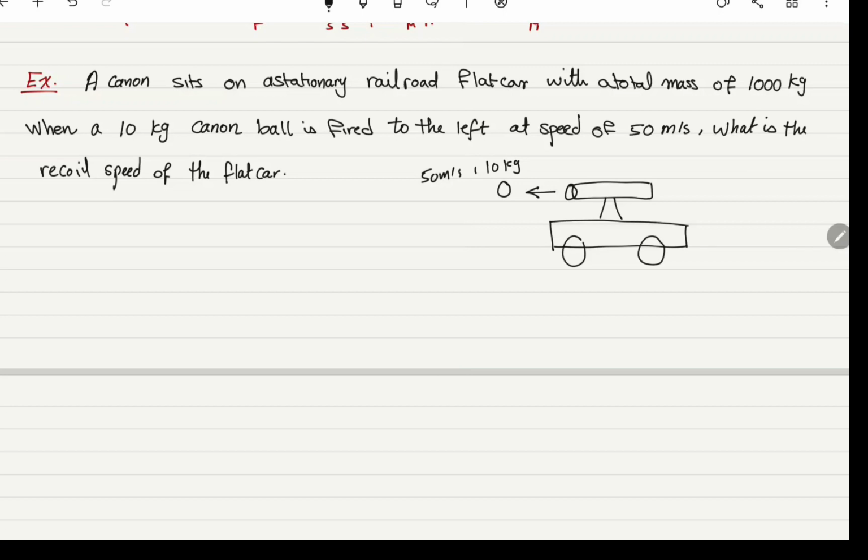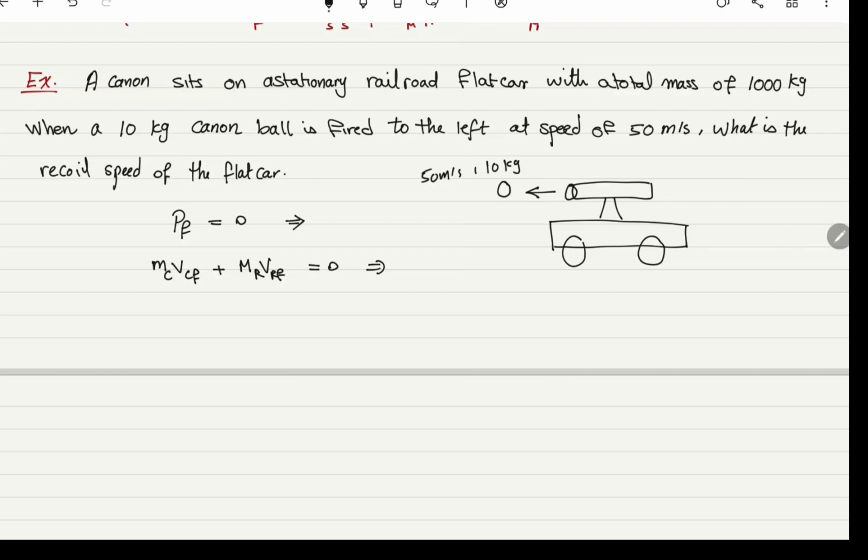Now momentum is conserved, and the initial momentum here is equal to 0, so the final momentum equals 0 as well. Now in this case, M for the cannon, V for the cannon final, plus M for the railroad, V for the railroad final, equals 0. In other words, the momentum for the cannon has to be the same as the momentum for the railroad.